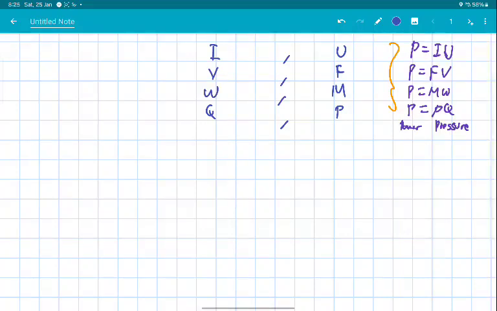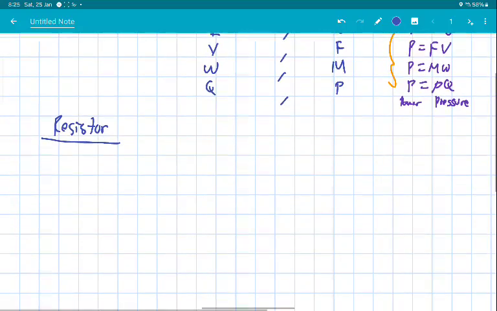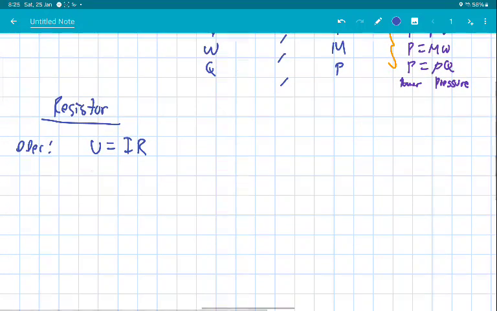So we're going to start with electricity first. When it comes to resistors, we know a very basic electrical formula, which is Ohm's law, where U is equal to IR. In this case, we would arrange it as U over I is equal to R. Hence, we call this our transfer function GR.